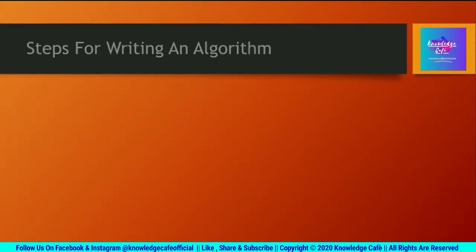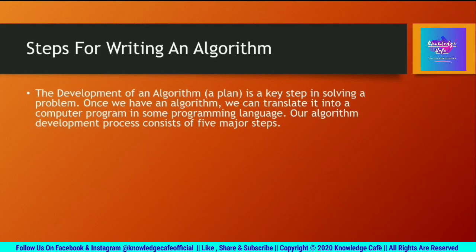Now, what are the steps for writing an algorithm? The development of an algorithm, that is a plan, is a key step in solving a problem. Once we have an algorithm, we can translate it into a computer program in some programming language. Our algorithm development process consists of 5 major steps.